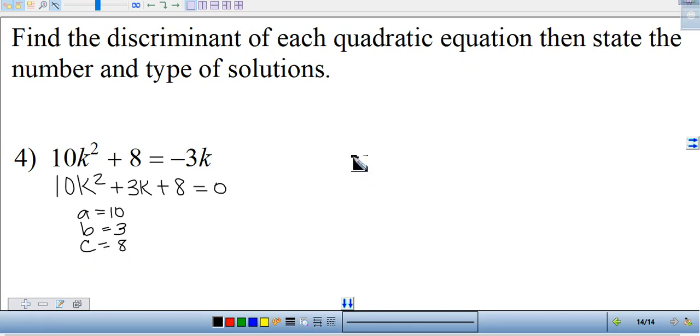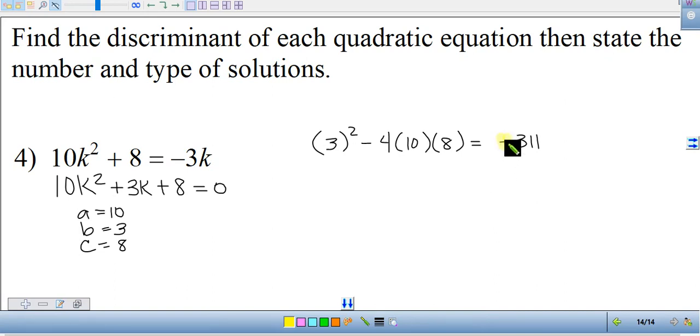Now I'll set up my discriminant: B squared minus 4 times A times C. And that gives me negative 311. So what does a negative tell me? This is different than any of the previous ones. I know that 311 isn't a perfect square, so this number is going to remain under my radical. But the negative is actually the most important part of this answer.